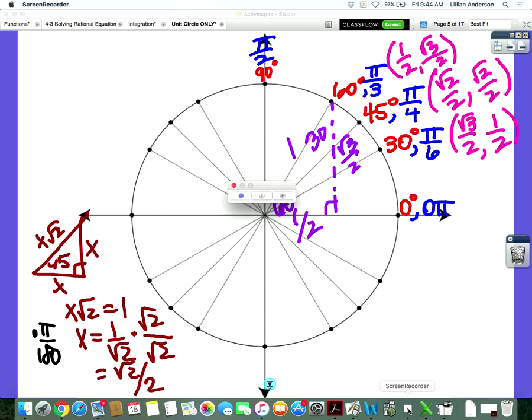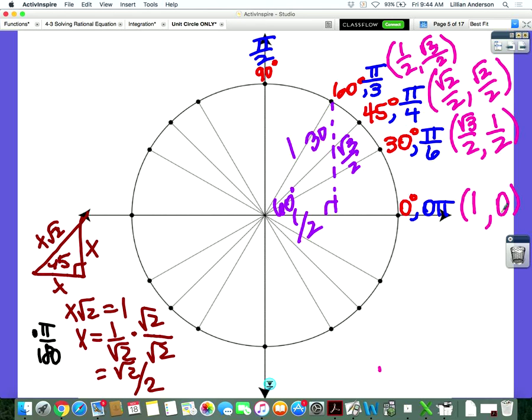Now the ones on the axes themselves, right here is 0 degrees. What is our x coordinate? What's our cosine? 1. It is 1 because it's the length of the radius. So that x value is 1 and the y value is 0 because we didn't go up any from the x-axis. And over here, 90 degrees, 0, 1. And that's the first quadrant.